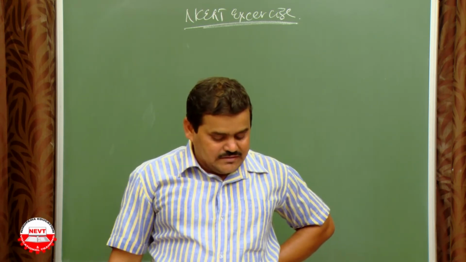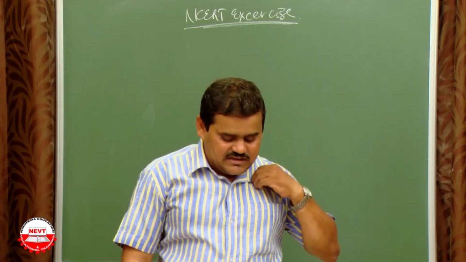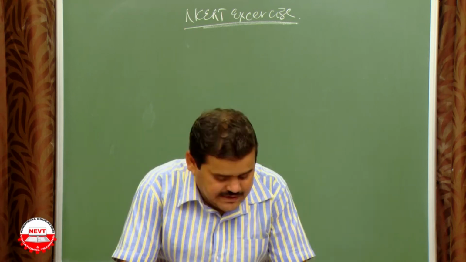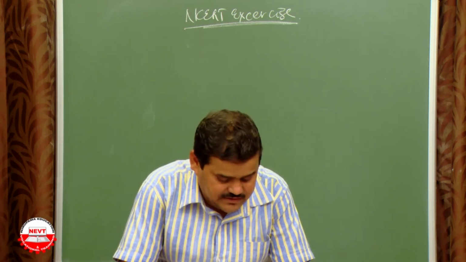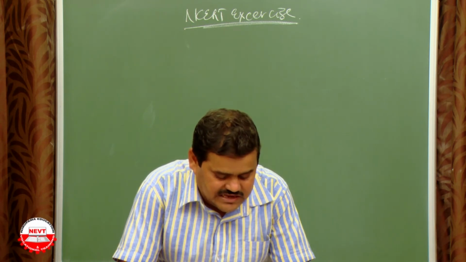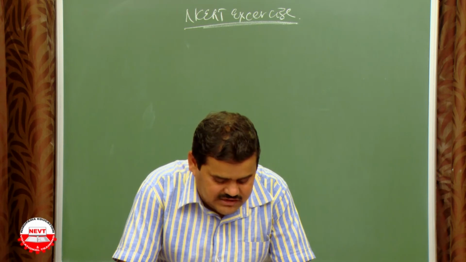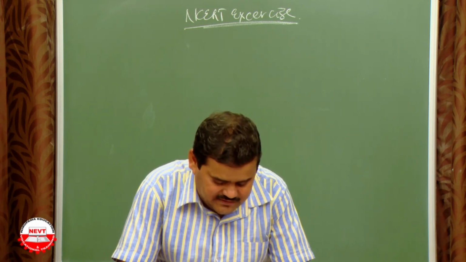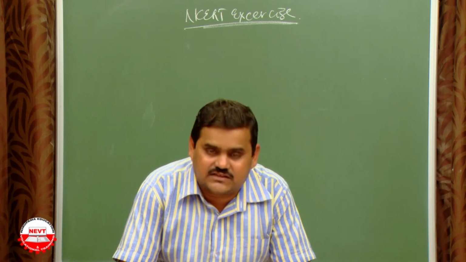Question number 9, page number 12 in your book. Just see the figure: A, B, C, D, E, F in the following diagram. Just see the arrow marks given. A means solid to liquid, that means melting. B means liquid to gas, that means boiling. C means gas to liquid, that means condensation.